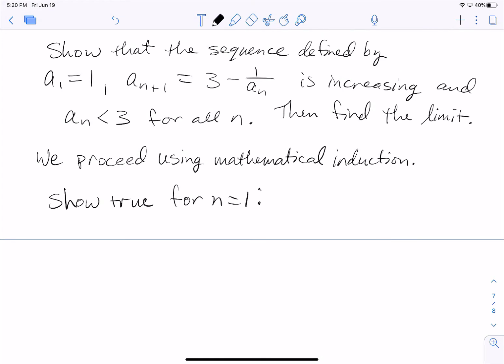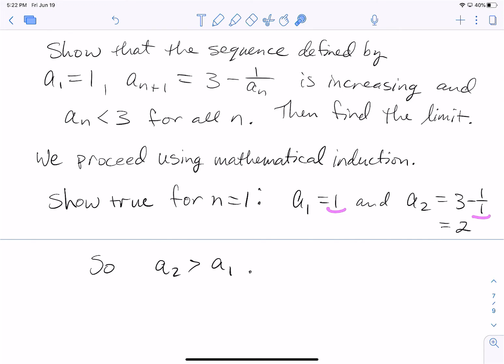And if n is equal to 1, then we're looking at a sub 1 is equal to 1, and a sub 2 is equal to 3 minus 1 over 1. That's coming from the recursive definition. Of course, that equals 2. So a sub 2 is greater than a sub 1, which means that it's increasing for the first two terms, but it's true for n equals 1.